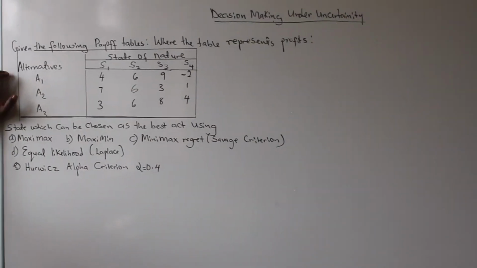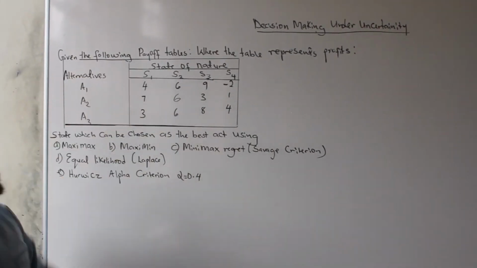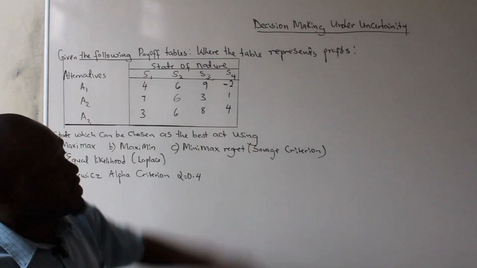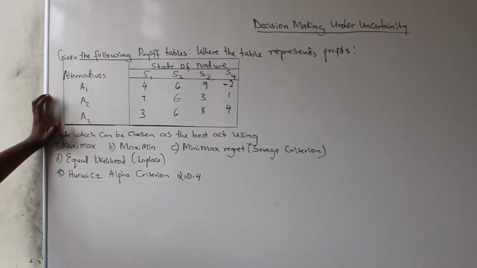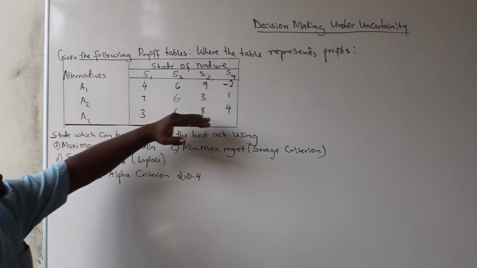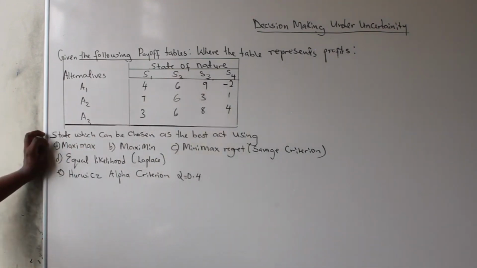The question goes, the following payoff table, where the table represents what? Profits. We have alternatives and we have the state of nature. We have alternatives A1, A2, and A3, where the payoffs are under the states of nature. The question asks which can be chosen as the best act using the following.